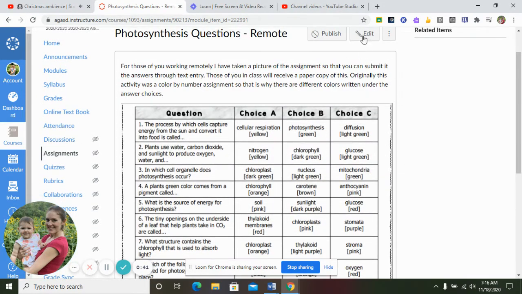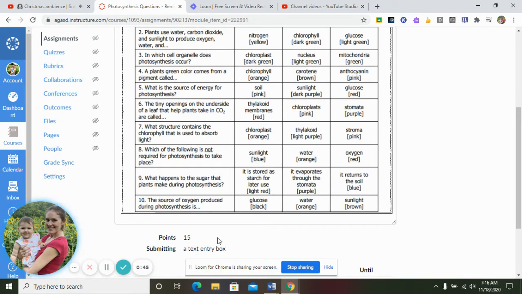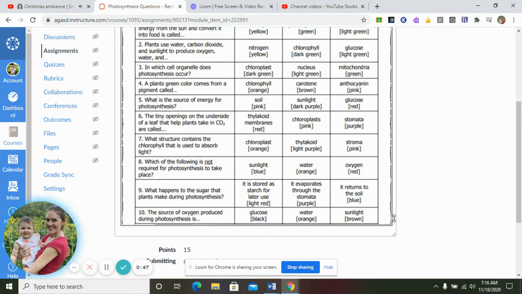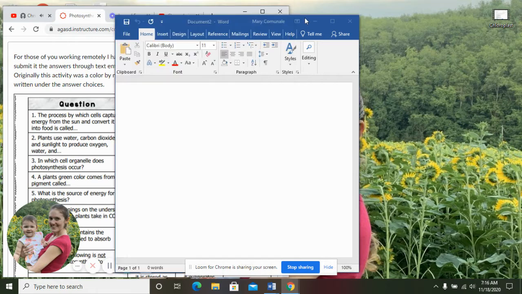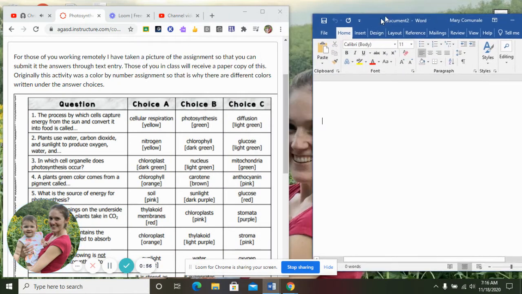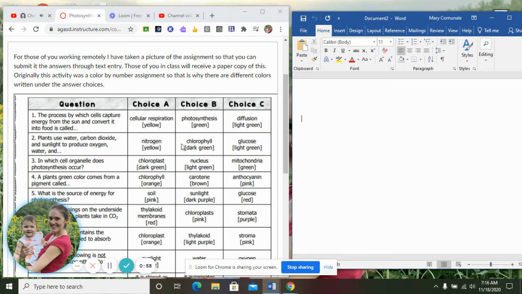So there should be a blue submit button up here. You'll want to hit that submit button, and that is going to open up that text box down there. So make sure you number your answers, and you can tell me which answer choice you are picking. Okay, I'll pull my paper over here to the side so you can see what I'm doing.